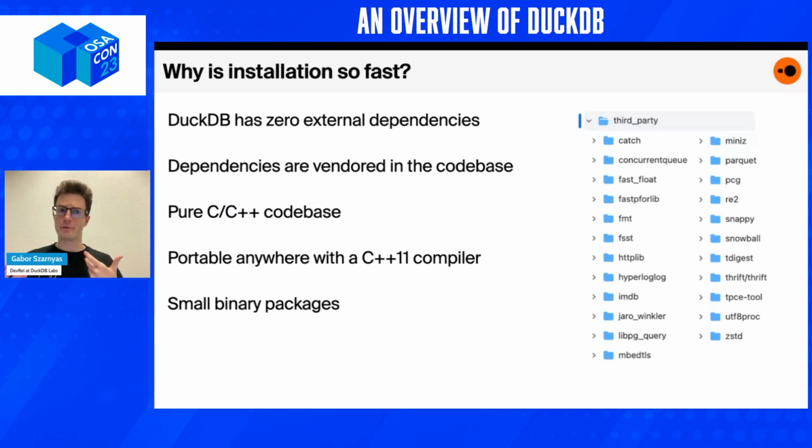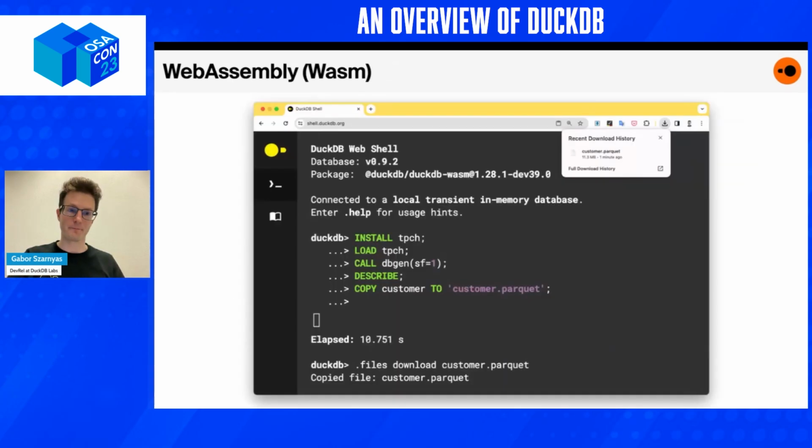So why is DuckDB so portable? One of the guiding design principles in DuckDB's creation was that it has 0 external dependencies, because we found that that makes portability very difficult. Of course, we did not reinvent things like regular expression matching, so we vendor these libraries into the code base. But at the end of the day, we have a pure C++ code base that has no linked dependencies. So wherever you have a C++11 compiler, you can run DuckDB there. And we also get small binary packages as an added benefit.